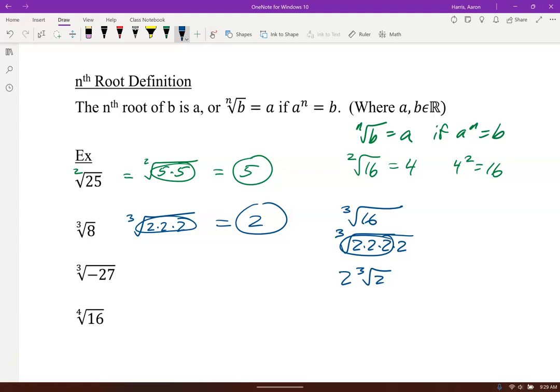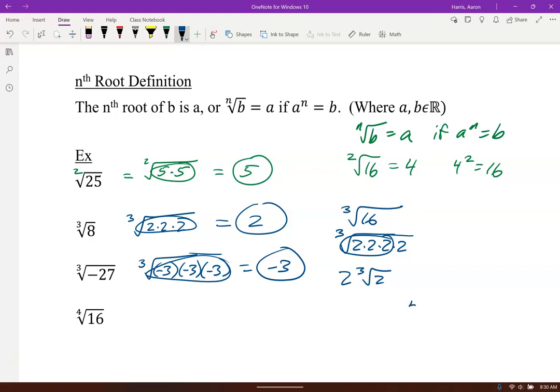All right? Third root of negative 27. Let's break down the 27. Well, 3 times 3 times 3 is 27. So negative 3 times negative 3 times negative 3 I know is negative 27. I'm looking for 3 of a kind. Sure enough, I have 3 of a kind. In other words, negative 3 to the third is negative 27. So I can have an odd root of a negative number.